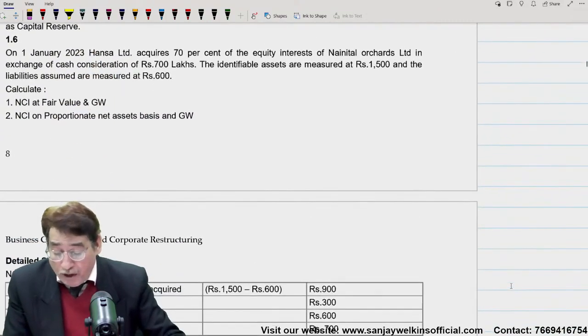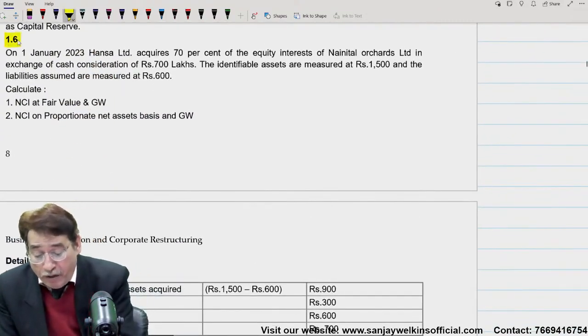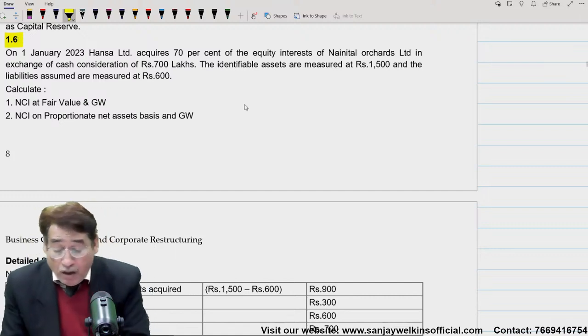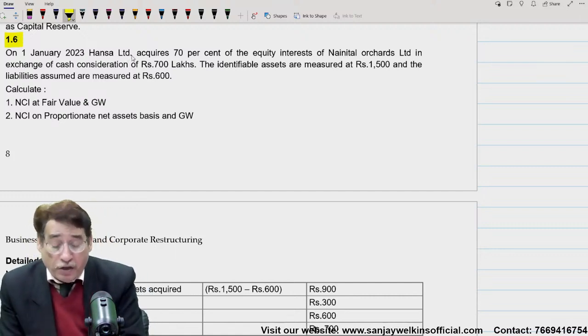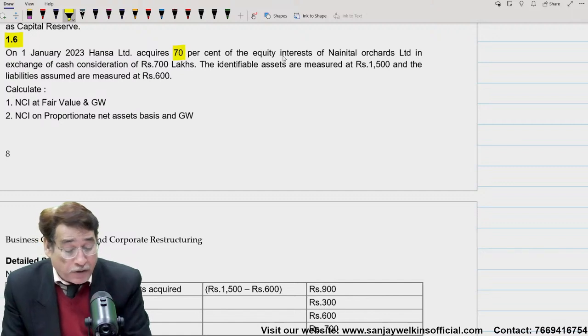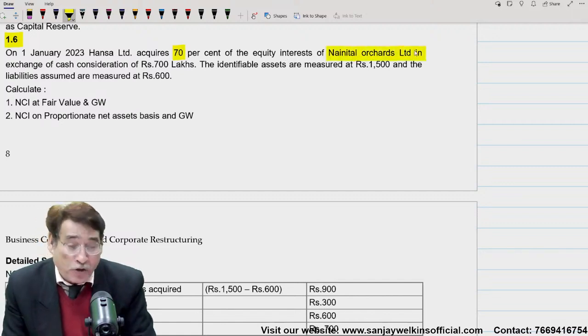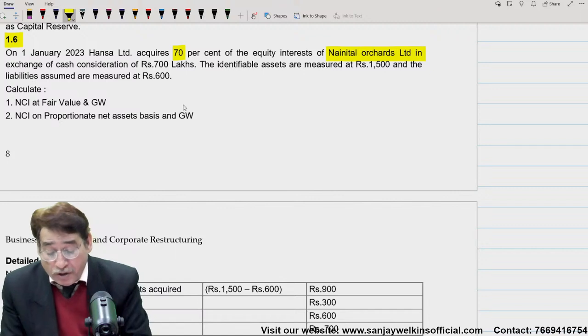Okay, 1.6, just have a look over here. In 1.6, what are we getting? On 1st of January 2023, Hansa Limited acquired 70% of the equity interest in Nainital Orchards Limited.